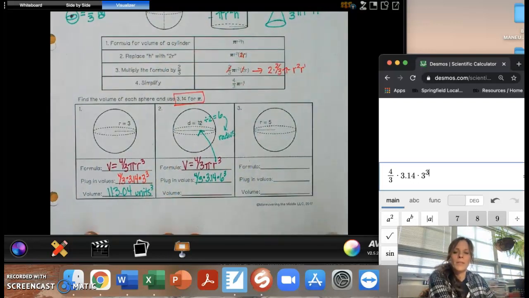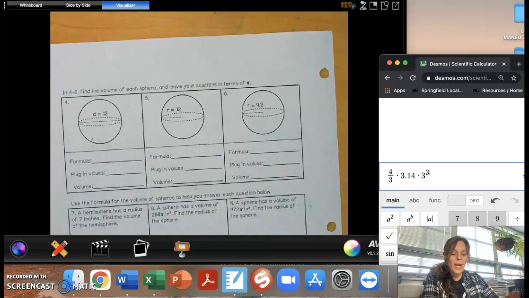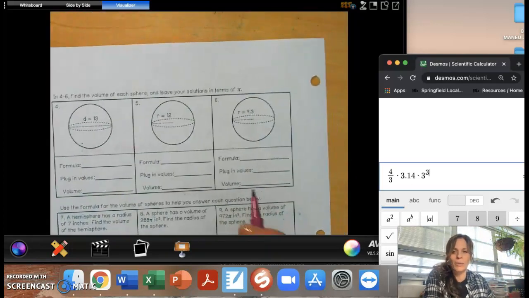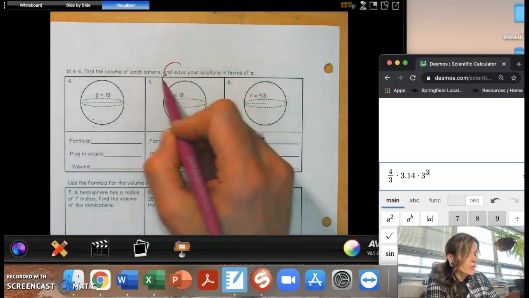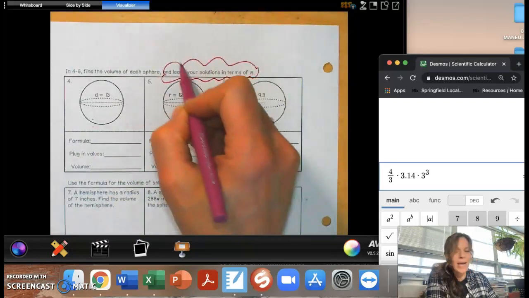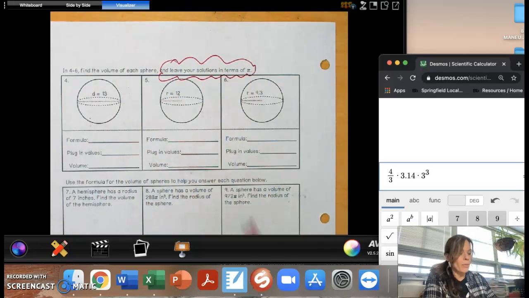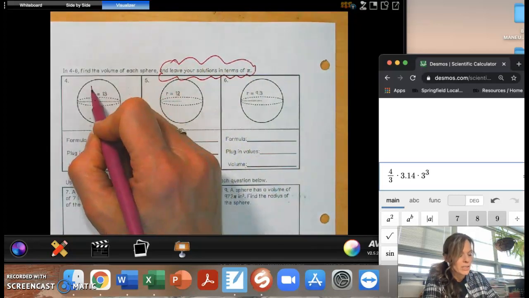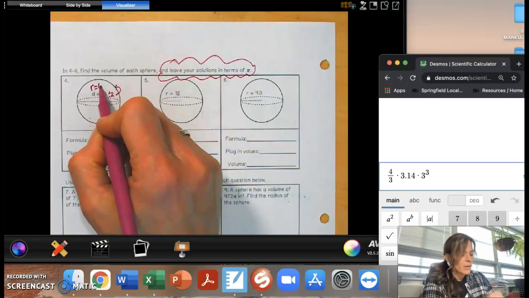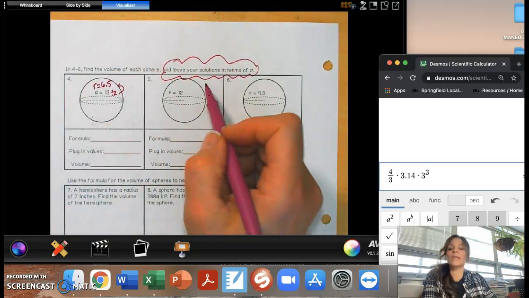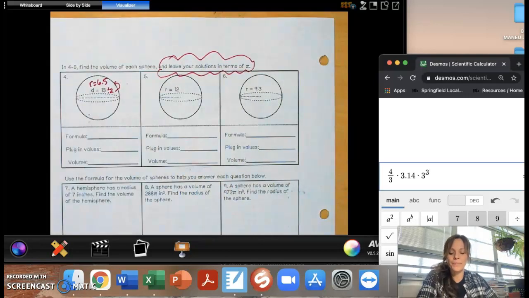All right, now let's take a look at the back. And I don't mind going fast because I know you guys can slow me down if you need to. On the back it says, leave your solution in terms of pi. So now we got a double whammy. Not only are sometimes they're going to give us the diameter and we have to divide it by 2 to get the radius, they are going to tell us to leave it in terms of pi.